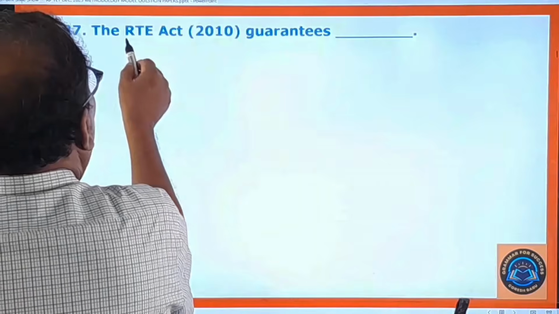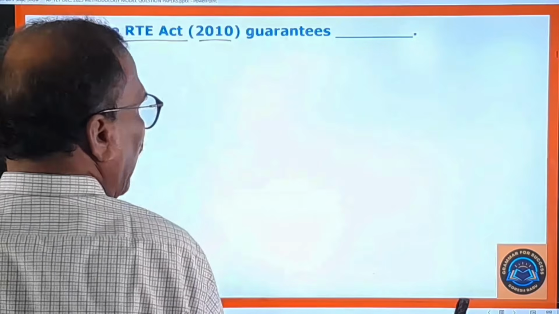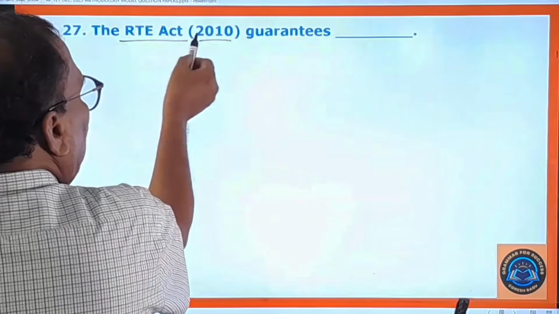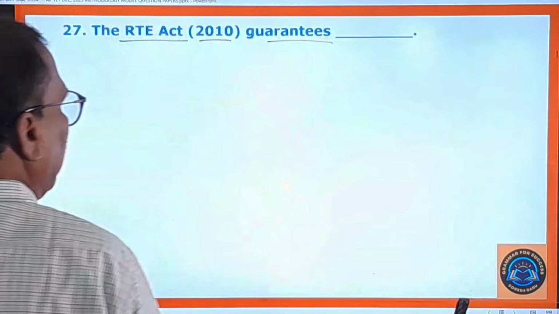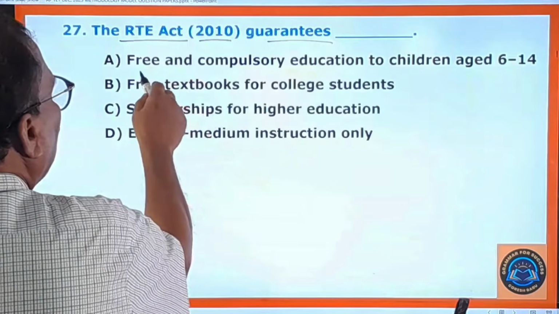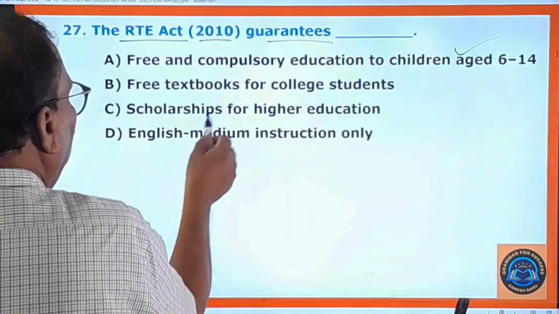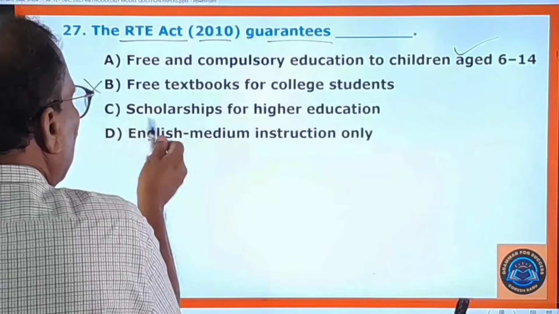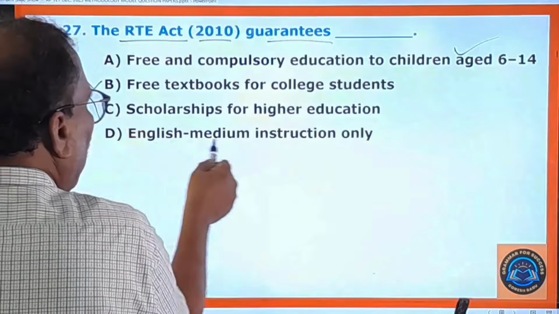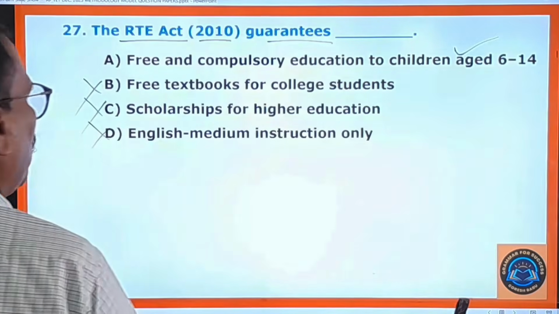27th question. The RTE Act 2010, Right to Education Act 2010, guarantees what? Free and compulsory education to children aged 6 to 14. That's the right one. Free textbooks for college students? No. Scholarships for higher education? No. English medium instruction only? No. A is the right one.